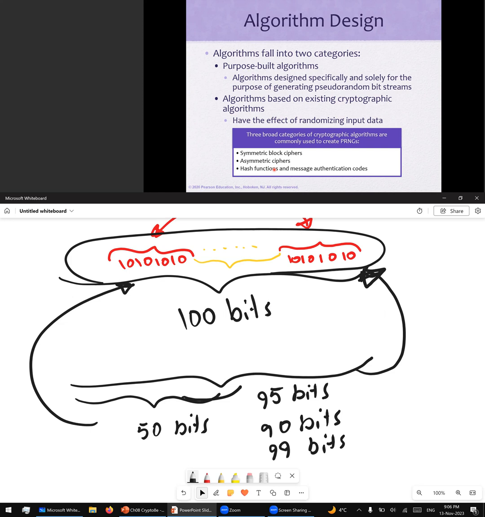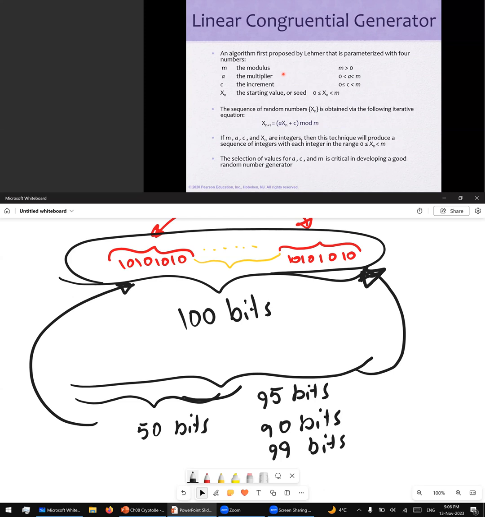So, let's go into an example of one of these PRNGs, and this is going to be a purpose-built algorithm. This algorithm was designed solely for being a pseudo-random number generator. That algorithm is the linear congruential generator. It was first proposed by Lehmer. It's parameterized with four numbers: m, which is the modulus; a, the multiplier; c, the increment; and x naught, which is the starting value or the seed.